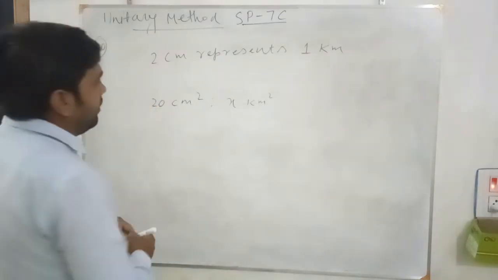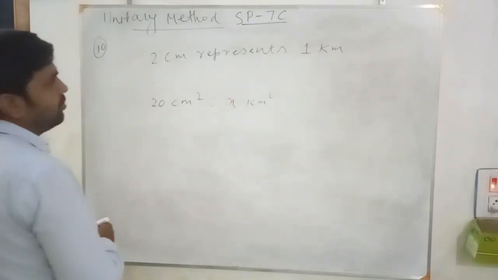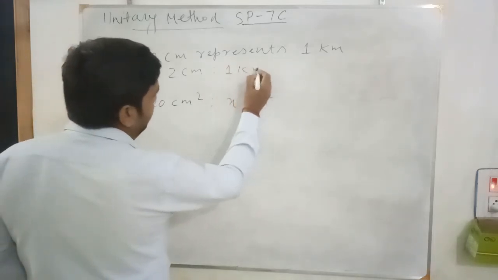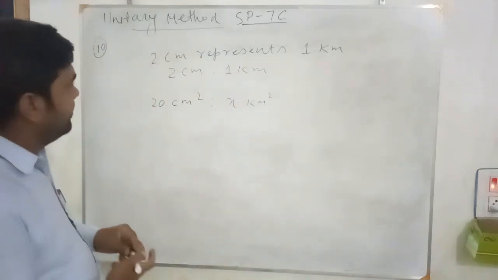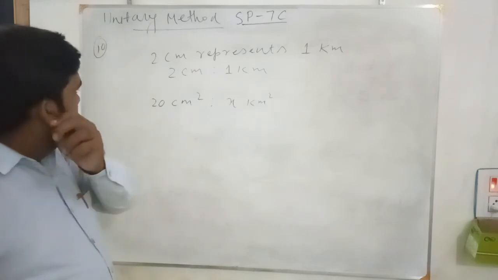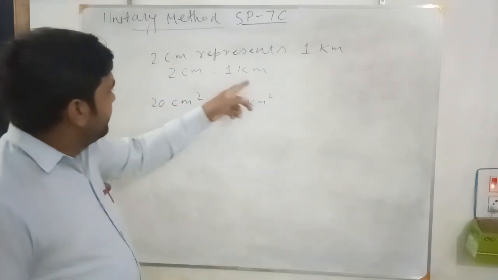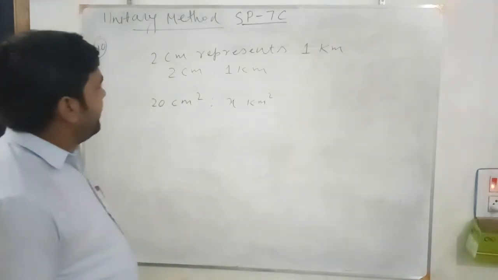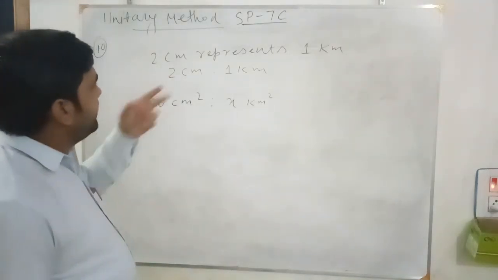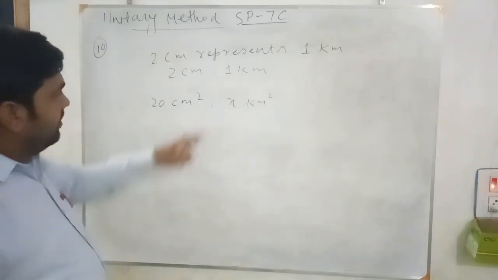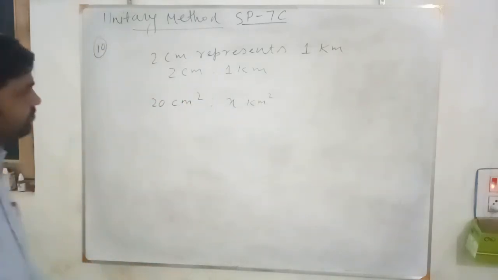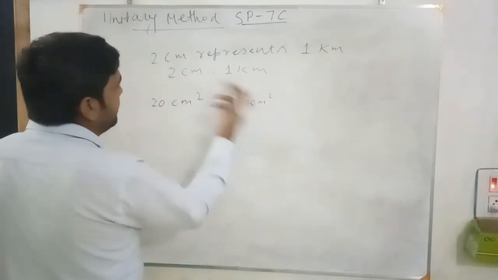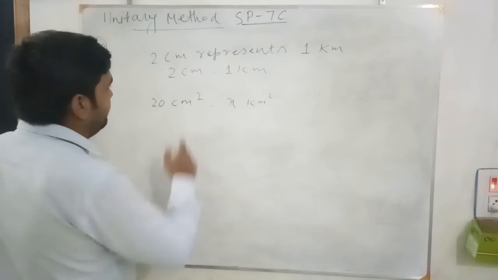Now here you will find the ratio: 2 centimeter is to 1 kilometer. Now you convert this ratio. So 2 centimeter square will give you 1 kilometer square. That area we can find. In the unitary method also we can find the fraction, how much area is represented by 1 centimeter square, and we will equate it here. Now see, 2 centimeter represents 1 kilometer. So 1 centimeter will represent 1 by 2 kilometer.